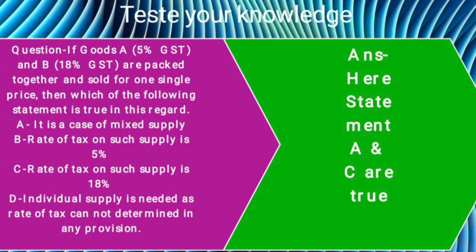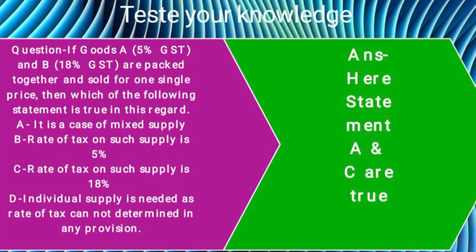It is completely wrong because, as I told you, in case of mixed supply, out of the combined items, the item having the highest tax rate will prevail. The highest tax rate here is 18%. So the rate of tax on such supply being 5% is false. Then option C: rate of tax on such supply is 18%. It is true.